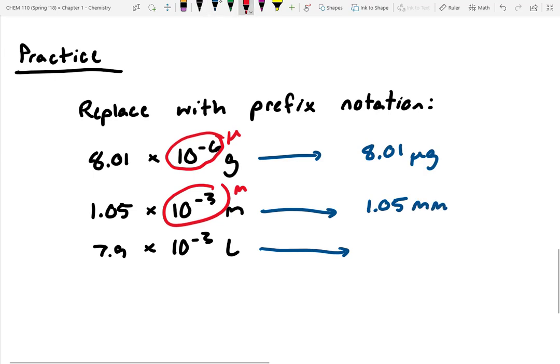And then the last one is pretty similar. We've got 10 to the -3, which again is milli. So we would say 7.9 milliliters. So lowercase m, capital L. It's important to remember to keep it lowercase. Make sense? All right, let's do the opposite one.